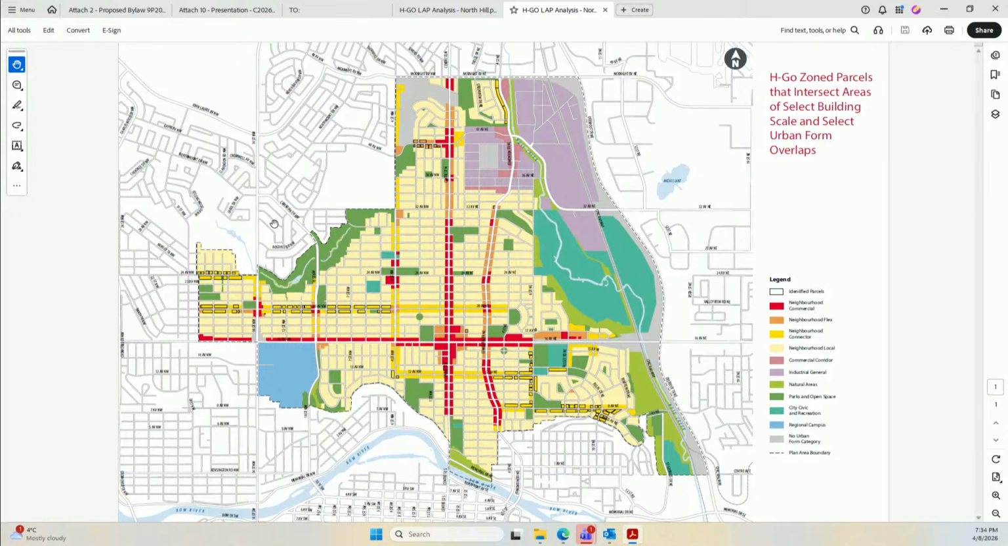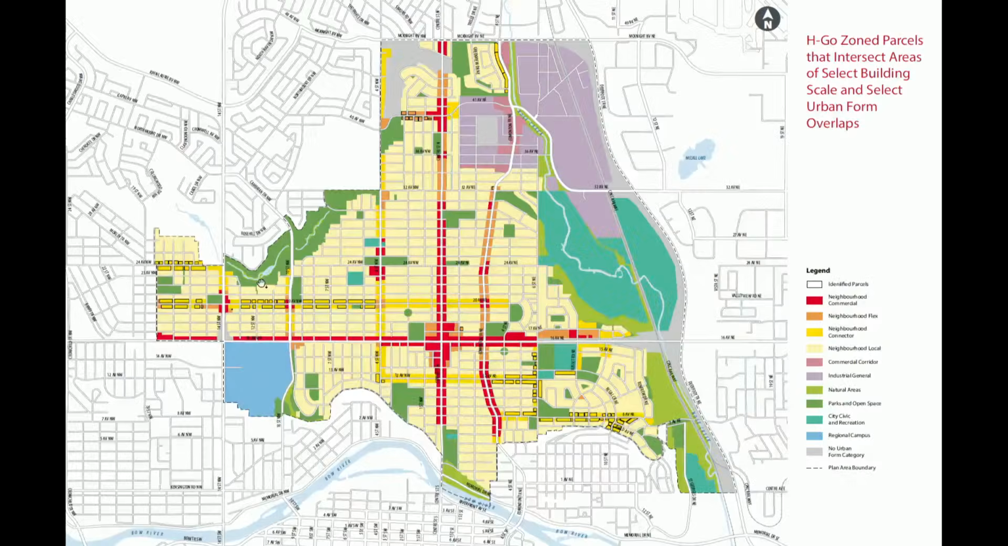And then that is correct. So you can see it's where that dark yellow, the neighborhood connector, overlaps with certain building scales. And you can see that it basically matches one-to-one. Where you don't have those overlaps, it's because it's a different building scale. Here in North Hill, you have things like heritage guidelines that make it so it's not HGO. But essentially, we went through that process and we were very clear with the public that these are HGO areas and that's the zoning that's appropriate for it. And so you can see that match up with the urban form map and the HGO map. It was an exact alignment of that.